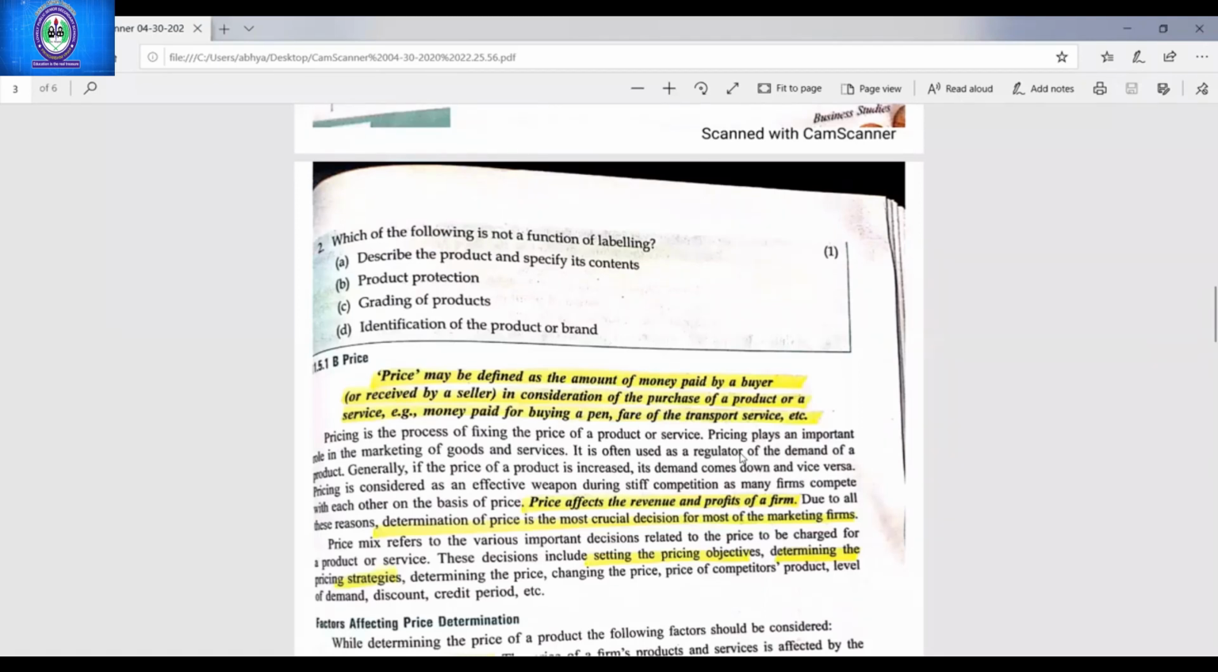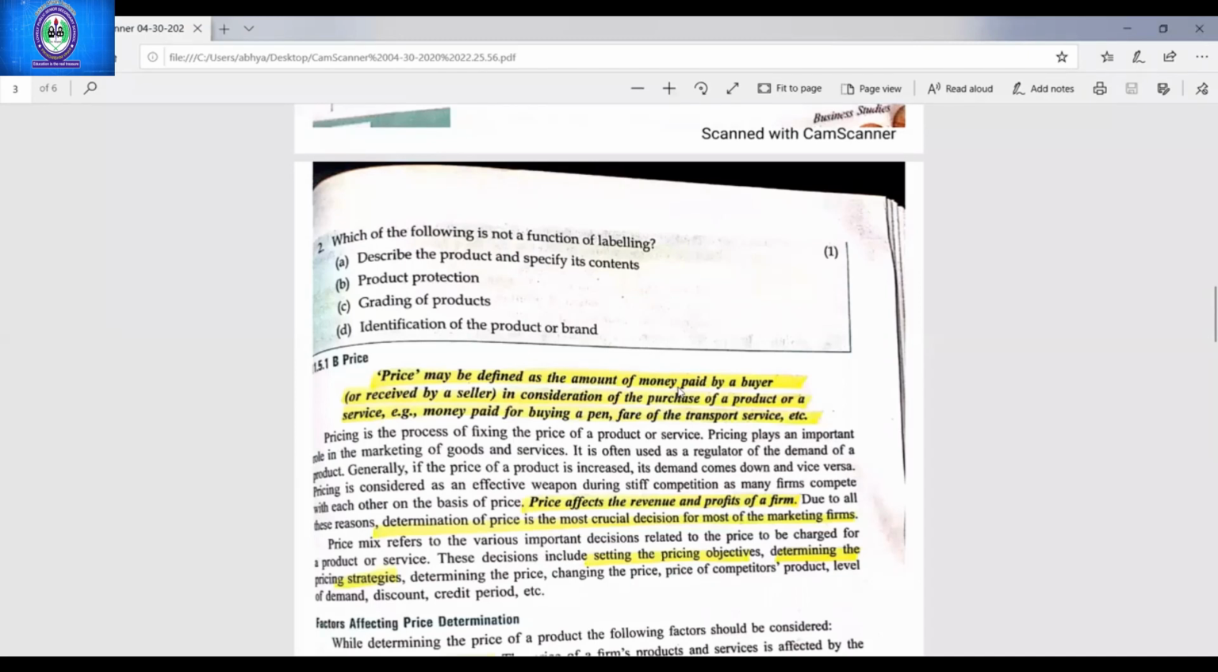Product protection is the function of which element? Could you please tell me? Product protection is the function of which element of product mix? Where have we studied product protection? Yes, Anmol, very good. Yes, Vaibhav, Anmol, Priyanshi, everyone has given me the correct answer. It's packaging.